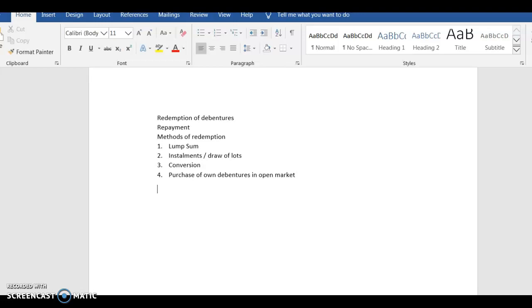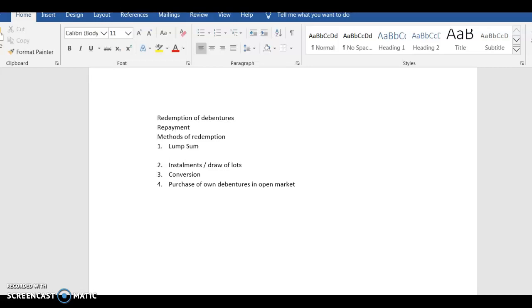Let's first discuss the lump sum method. As the word suggests, you're going to redeem the entire debenture amount in one go, that is, in a lump sum. So let's say 5 lakh worth of debentures that you have purchased, you're going to redeem it after 5 years. So you are redeeming it in lump sum.